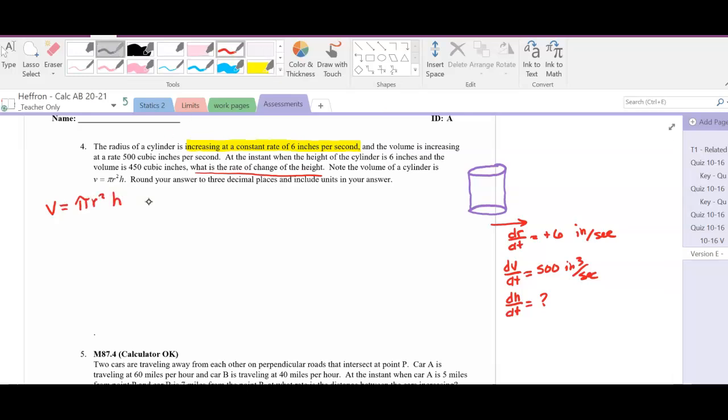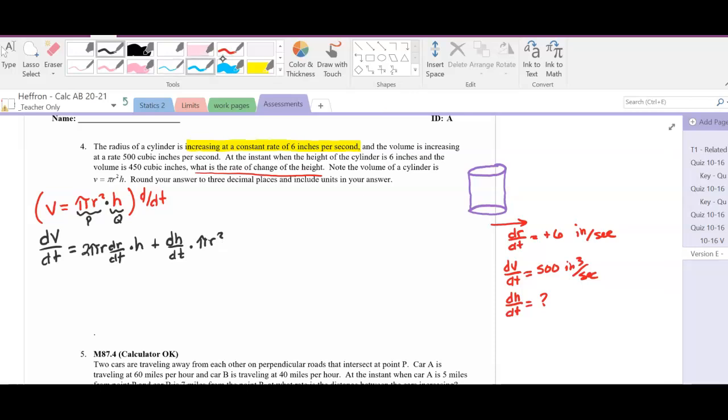So as normal, we'll start by taking the derivative with respect to time. So we'll have dV/dt equals, well, this is a product. I'm going to call this first part P and the second part Q. So P prime will be 2 pi r dr/dt times Q, which is h, plus the derivative of h, h prime, or dh/dt, times pi r squared.